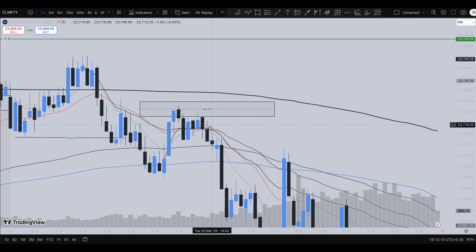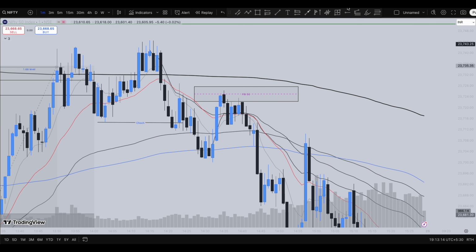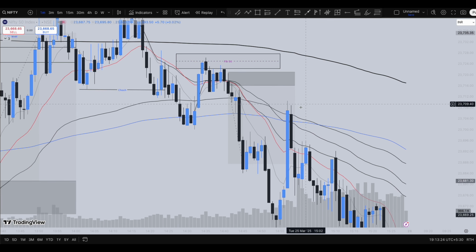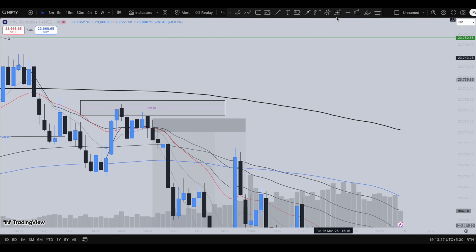So which broke this 21 moving average as well as these both anchor VWAP levels towards the downside, clearly signifying bearishness. So you could have entered a short position after this kind of break of this structure towards the downside, keeping your stop loss just below that candle, and you could have targeted all the way to the downside.